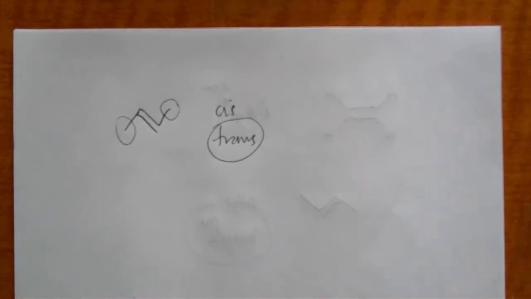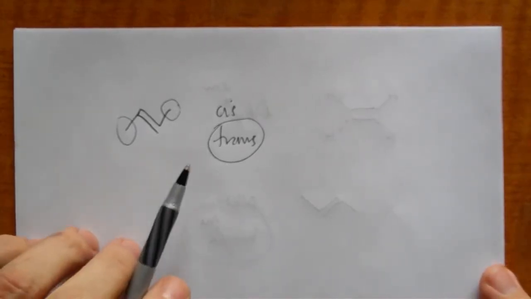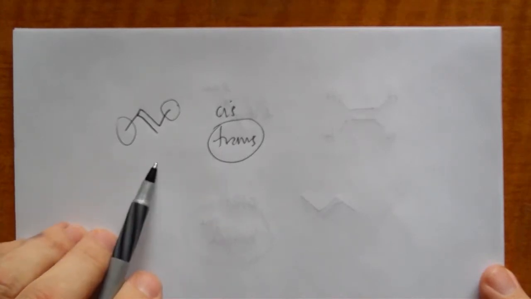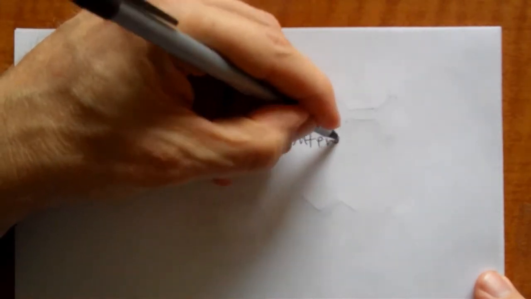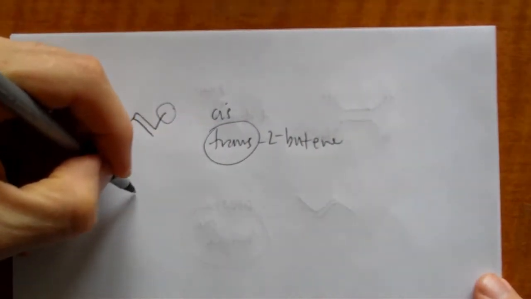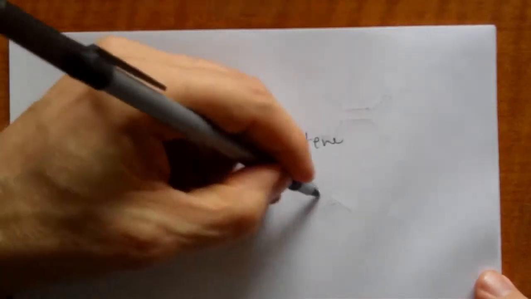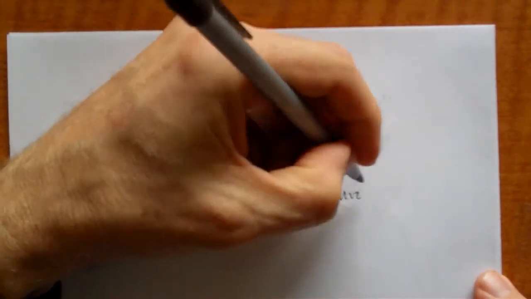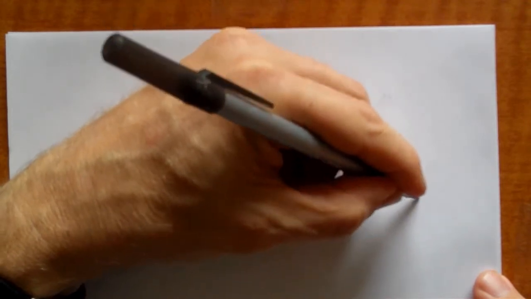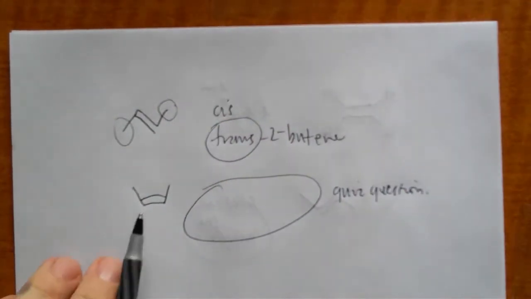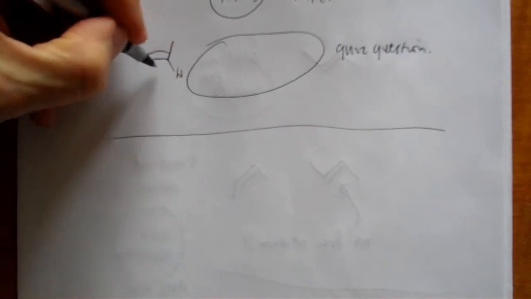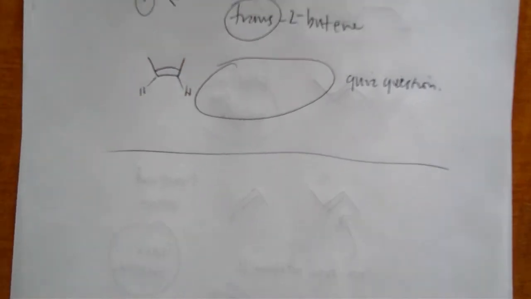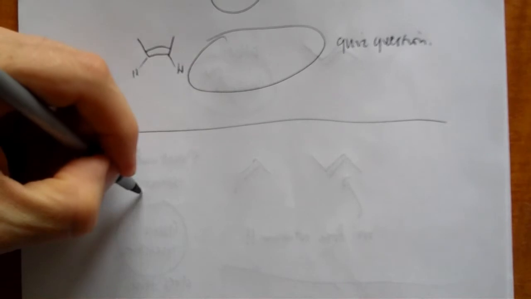We use that for cyclohexanes, but here's cis and trans, okay? So this is trans 2-butene. What is this? What is that? Okay. Now, cis-trans isomerism is only good if you've got a hydrogen on both sides. Okay? But what if you don't?